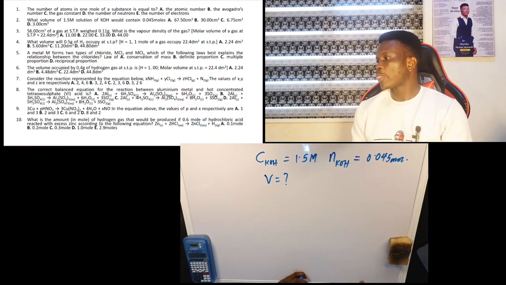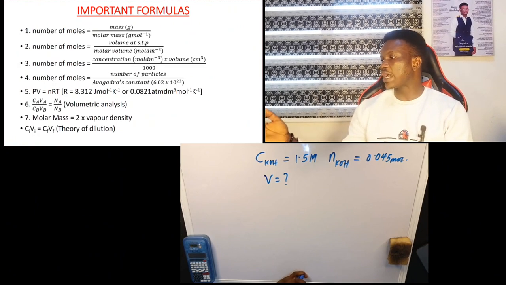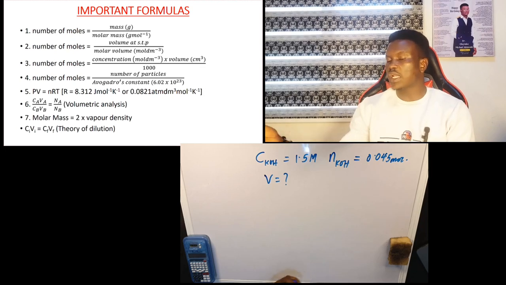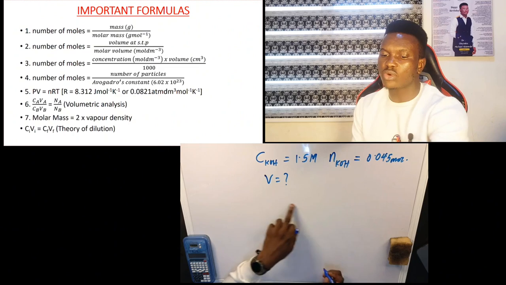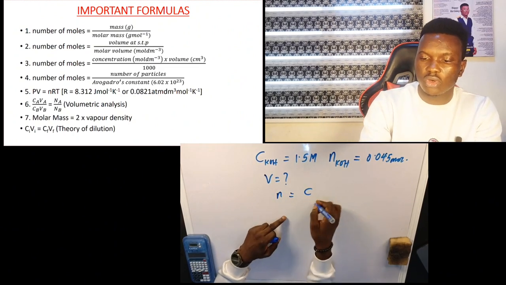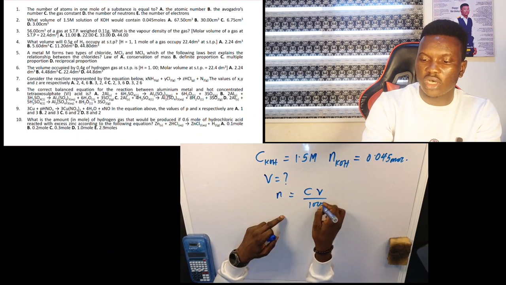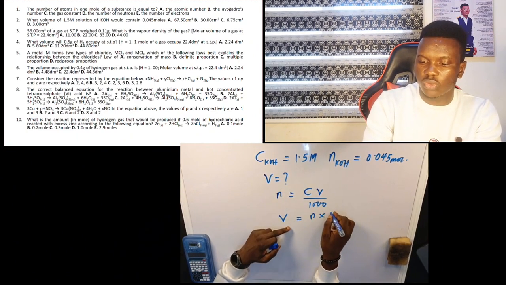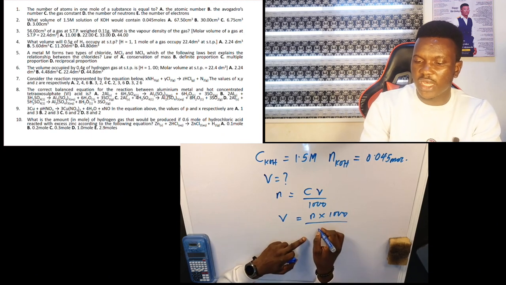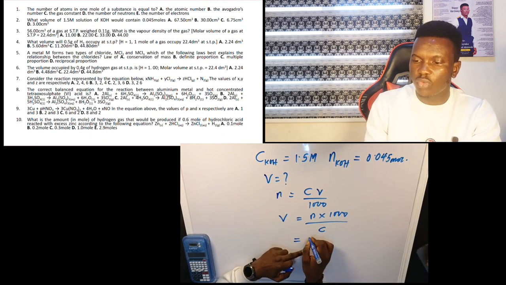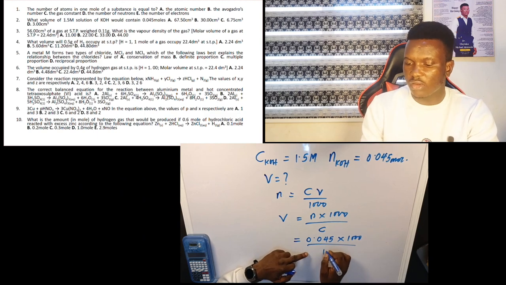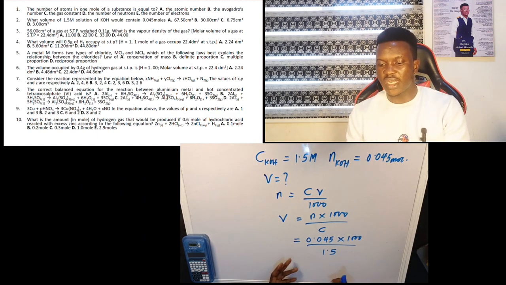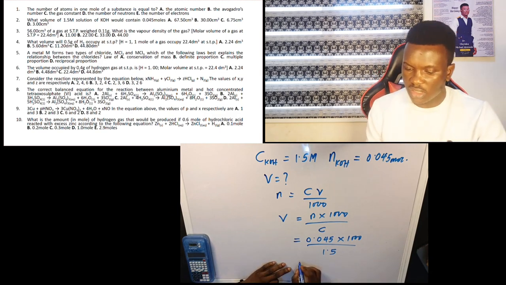So let's check. I have concentration and I have number of mole. Then I want to know volume. Then I'm using equation 3, right? So let's use formula 3 and see if we'll get our answer. So now that I know concentration, I know this. Then I'll say that number of mole is equal to concentration times volume over 1000. So volume is going to be number of mole times 1000 all divided by concentration. And the number of mole is 0.045 times 1000 divided by 1.5. So if you check that out, the answer should be 30 cm cubed.